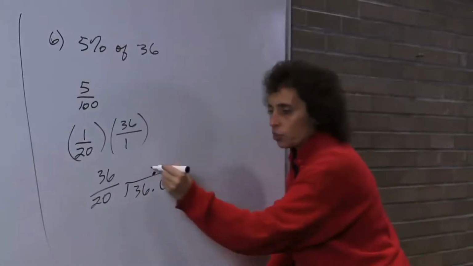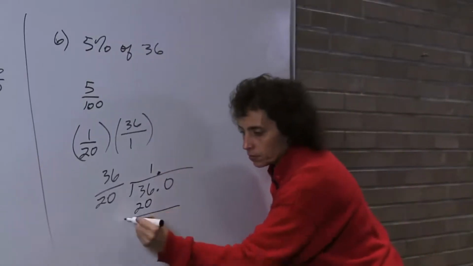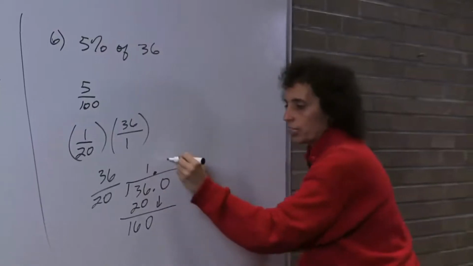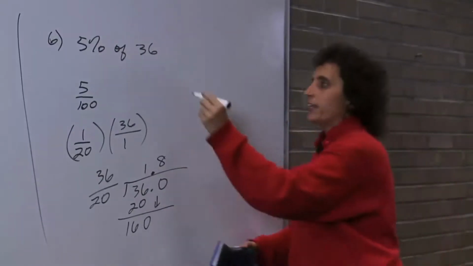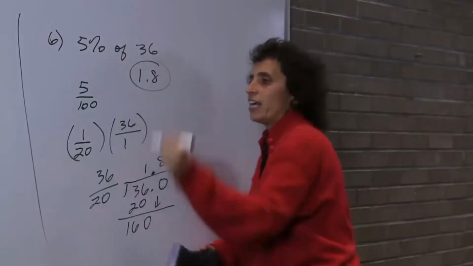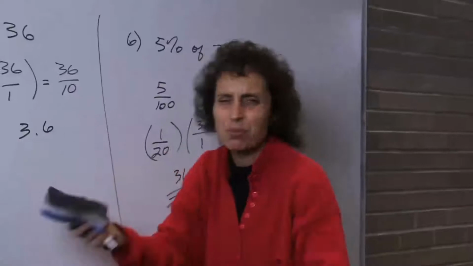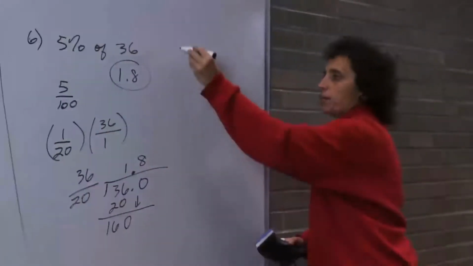20 goes into 36 once. 20 goes into 16 8 times. So it is 1.8, which is half of that, because 5% is going to be half of 10%. Okay? Kind of makes sense?